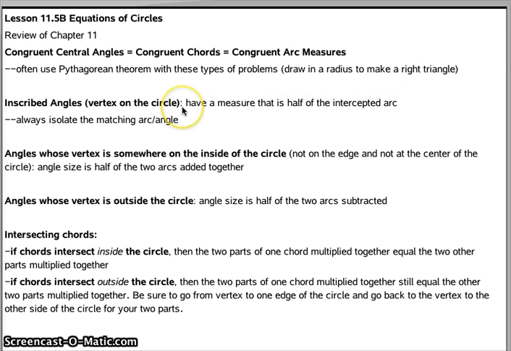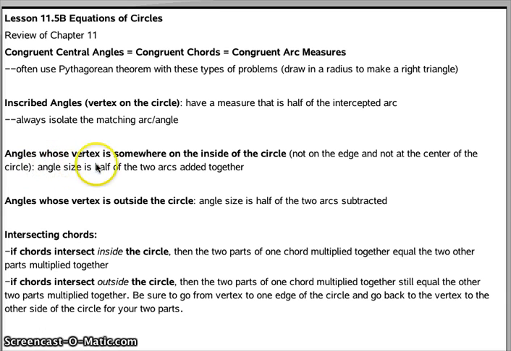The next lesson was on inscribed angles. An inscribed angle is when the vertex is on the circle, and when we calculate those, the measure of the angle is half of the arc. Sometimes it gets confusing when they're overlapping, so always remember to isolate the matching arc with the angle or vice versa so that you can figure out what it is.